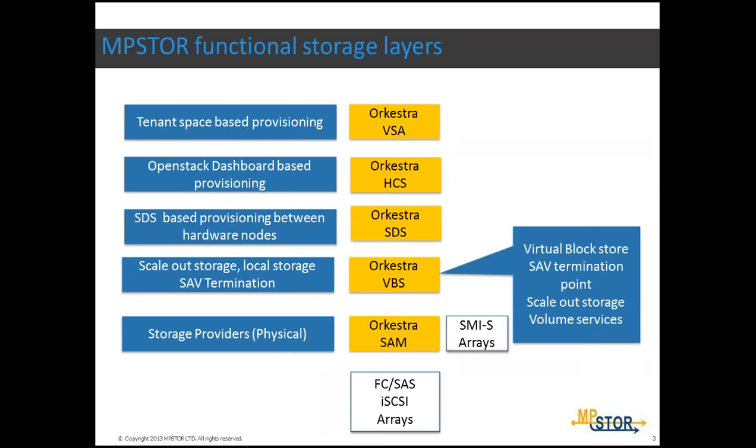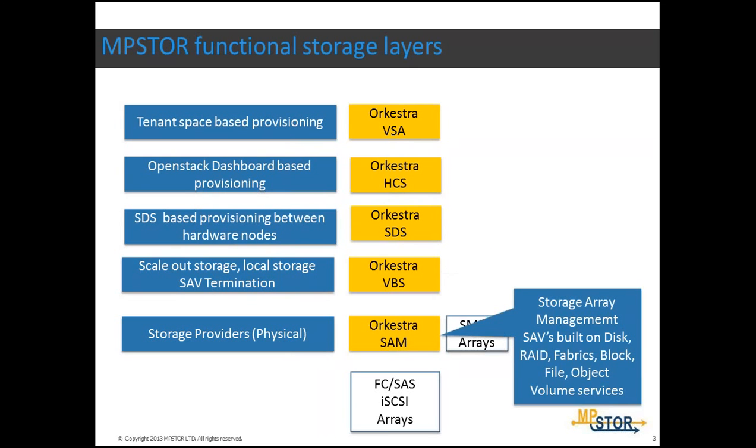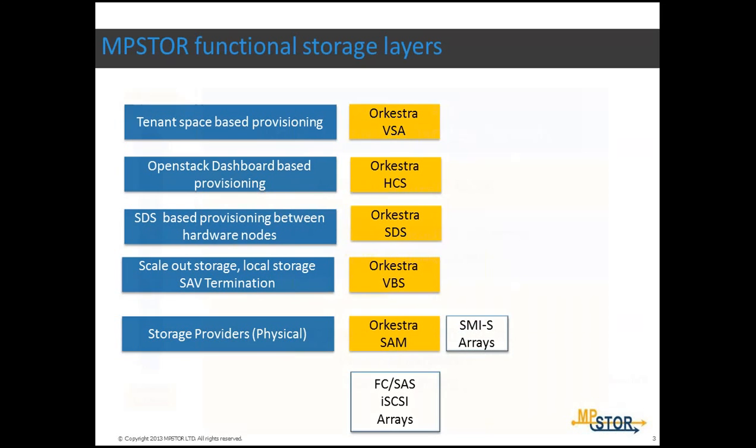The VBS is an in-band component that sits on all compute nodes of an Orkestra Cloud, and it serves as the termination point, and it serves as the main tool that you use in building scale-out volumes across multiple storage arrays. And then finally, the Orkestra SAM module, which is the storage array management module. That's a standalone component to allow you to build a storage array from standard hardware, and that has all of the features that you'd want in it, all of the creating RAID, all of the management of different fabrics, and creating block, file, object, and all of the volume services that go with that. So that's a very brief overview of what Orkestra is.